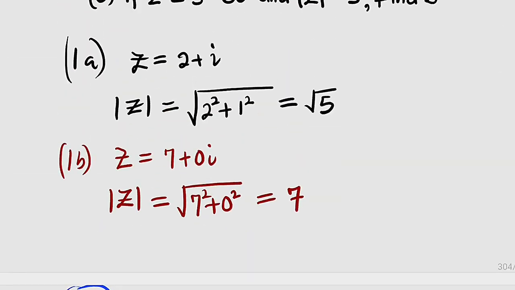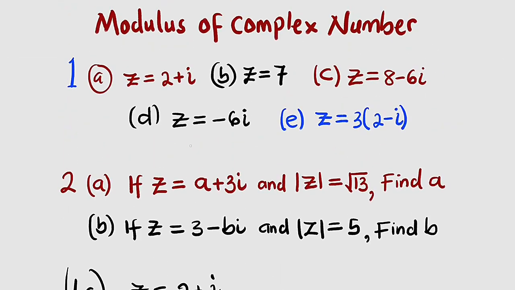So I want you to try the rest of these two questions. We have Z equal to negative 6i, and we have Z equal to 3 multiplied by 2 minus i. The only hint I'm going to give you here is that here we have 0 minus 6i, which implies that the real part is 0. And the second one, you have to expand this parenthesis. 3 multiplied by 2 is 6, 3 multiplied by i is 3i, before you take the absolute value.